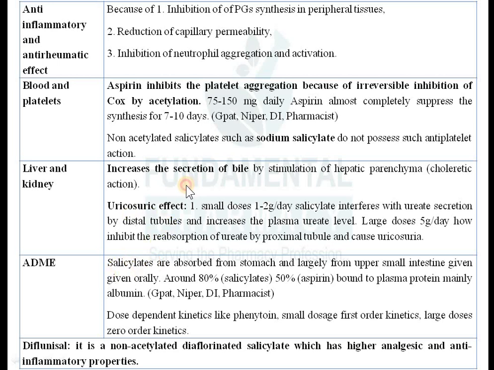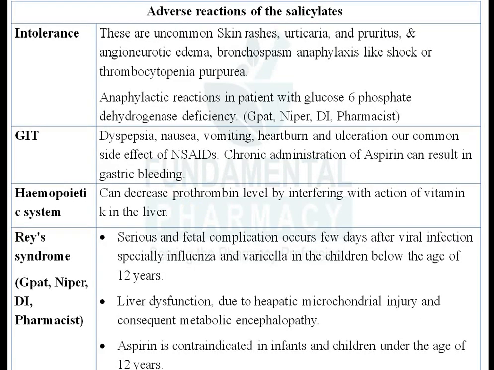Now, what are the adverse effects of salicylates? First will be intolerance. Your body will show intolerance to salicylates, your body will not tolerate it, because every drug is a foreign chemical to our body. So the body will not accept it. It will result in reactions such as skin rash, urticaria, pruritus, then angioneurotic edema, bronchospasm, anaphylaxis-like shock, thrombocytopenia, porphyria.